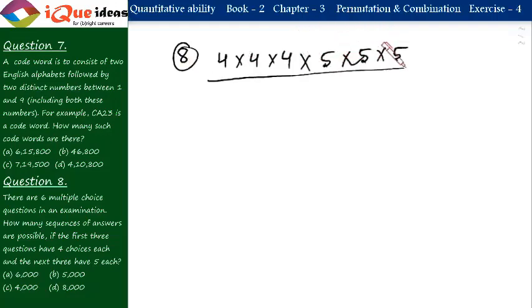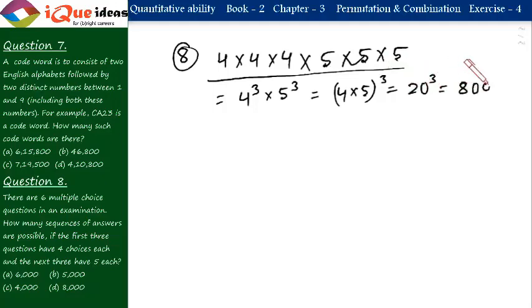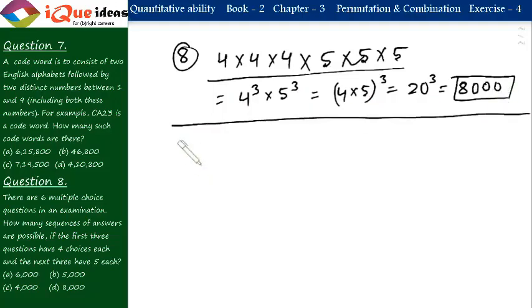So the total number of ways in which this paper can be answered is equal to 4 cube into 5 cube. Now it is 4 into 5 whole cube. This becomes easier to calculate. 20 cube is 8,000. Alright. So in this question, see, any question can be answered in as many ways as many there are choices. Right? So it is straight away 4 into 4 into 4 into 5 into 5 into 5.